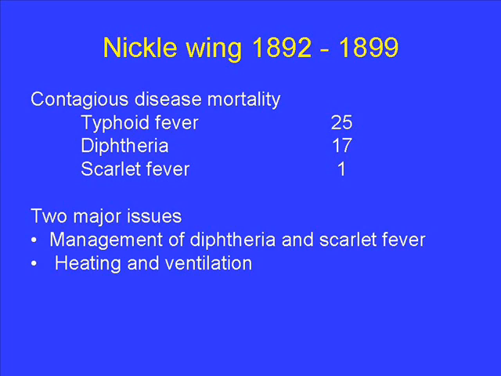And two things emerged. One was that there was a very large number of cases of diphtheria and scarlet fever, and that they were being asked to admit. The second was that there were deaths occurring in the hospital in isolation. There were 25 deaths in that 8-year period in typhoid fever, and there were 17 for diphtheria and just 1 for scarlet fever.